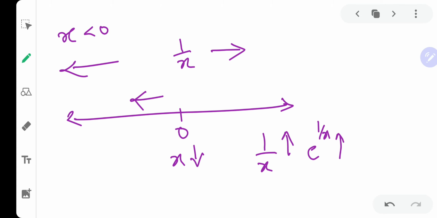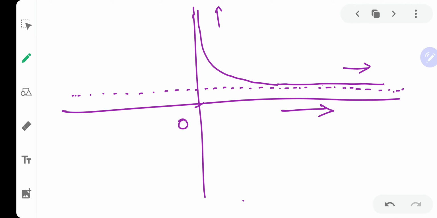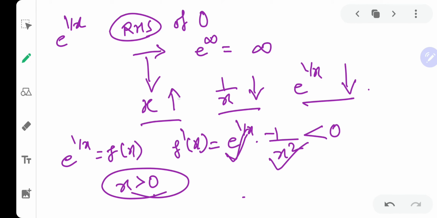I will tell you a simple logic behind it. As you move to the left hand side, x decreases. Hence 1 by x increases, hence e raised to 1 by x also increases. Let us go back and see the logic over here. As we move to the right hand side, x increases, 1 by x decreases, hence e raised to 1 by x decreases. And we also understood the calculus part of it.